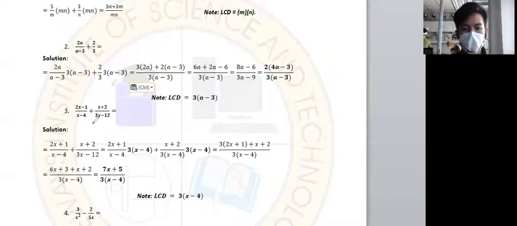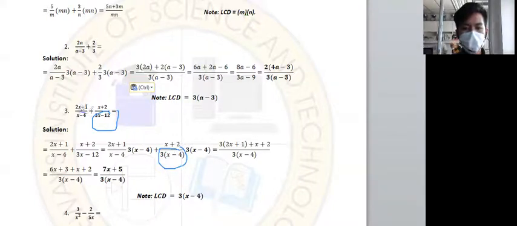So, example number 3, we have 2x minus 1 over x minus 4 plus x plus 2 over 3x minus 12. So, first we need to find the LCD. So, our LCD will be 3 multiplied by the quantity x minus 4. So, paano nga po ba nakuha 3 multiplied by the quantity x minus 4? So, we need to factor, ito po, yung 3x minus 12. So, factor po niyan is equals to 3 multiplied by, ito po, x minus 4.